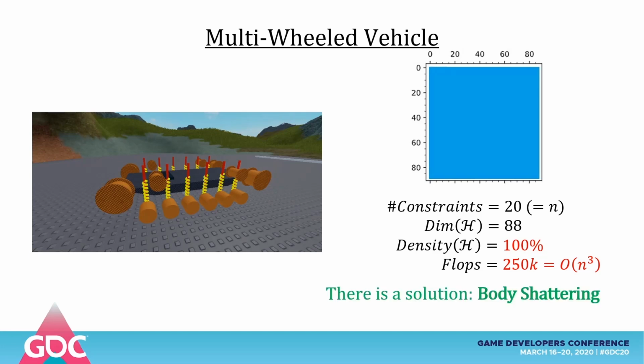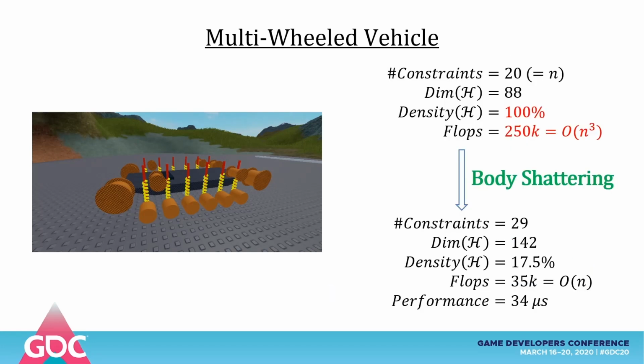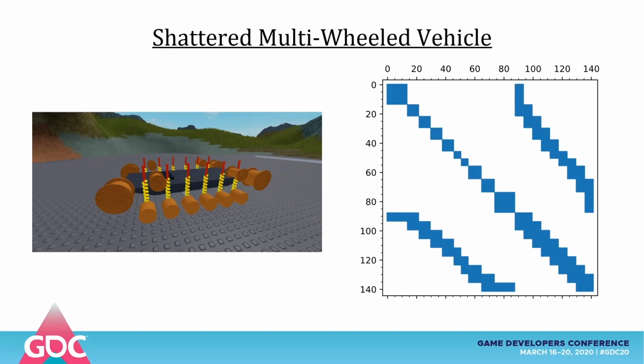This is a problem to which we have a solution called body shattering. Body shattering will transform the system into a system of higher dimension, 142, but with much lower density of 17%. The LDL can decompose this in only 35,000 operations. It turns out that this number of operations is linear in number of wheels. We went from n-cube complexity to linear complexity. And this is how the constraint matrix looks like after shattering.